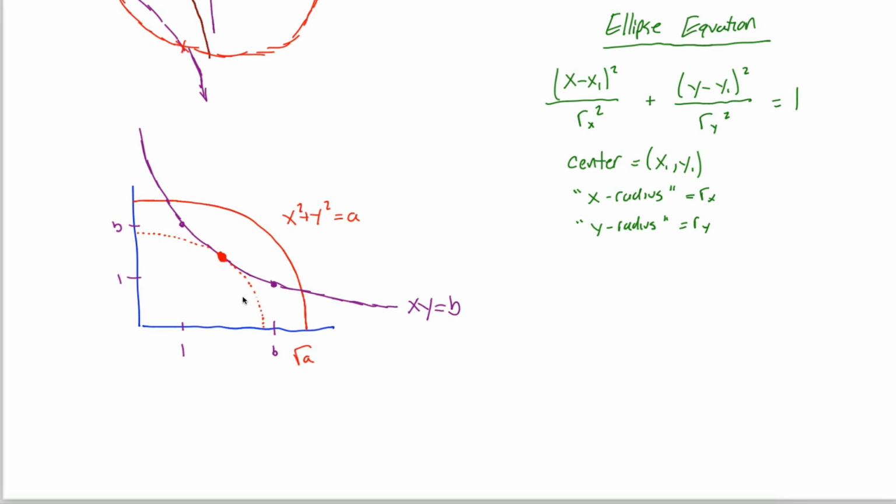So what is this magic amount? Well, there's a lot of ways you can figure it out, but what I did is I took advantage of the fact that in the case where I have one intersection in the first quadrant, it has to lie on this line y equals x. That's just a consequence of the symmetry of these two graphs.